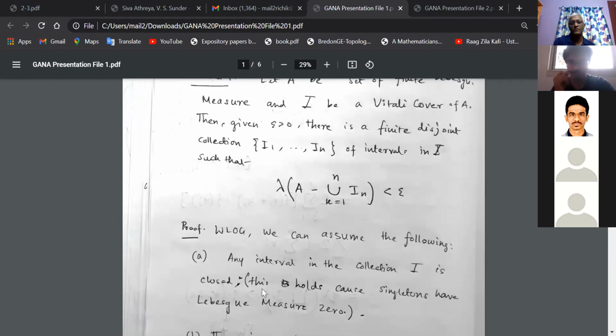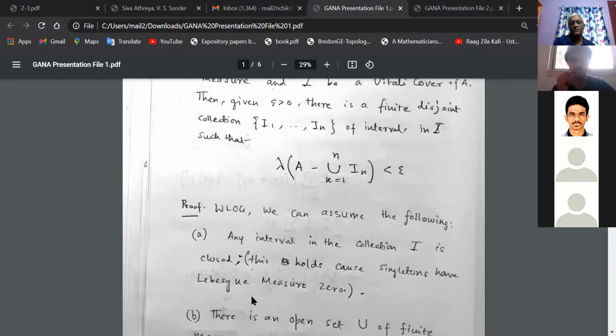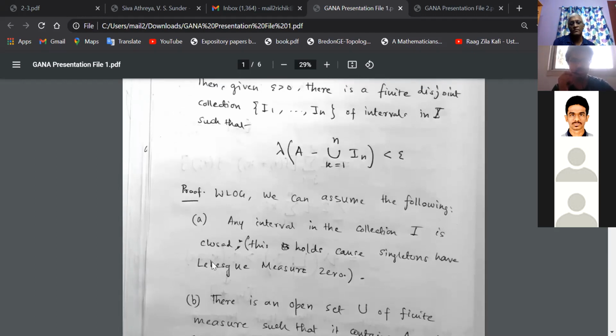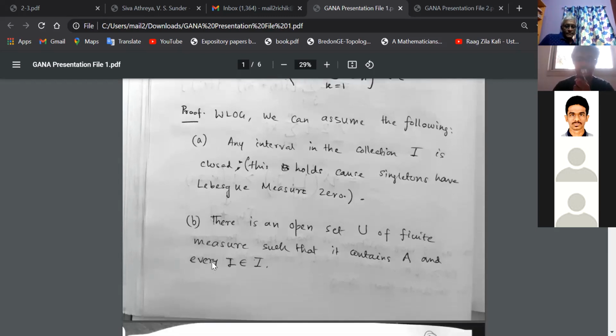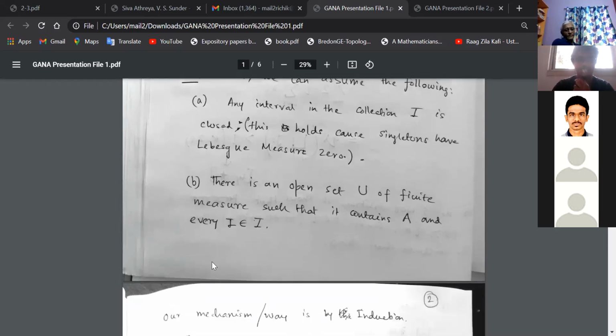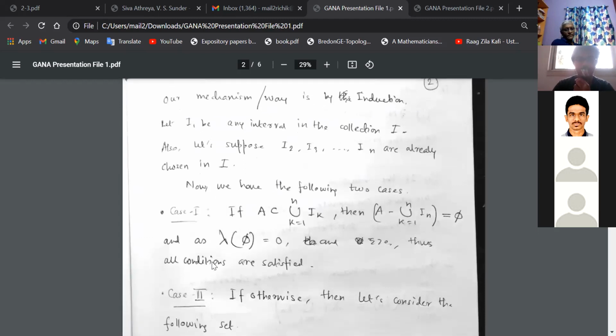To show this, at first we need to have some assumptions. Without loss of generality, we can assume, because it has been done in class previously, that any interval in the collection mathcal I is closed, because any singleton has Lebesgue measure 0. We are not interested in measure 0 intervals or measure 0 sets, that's why we're taking it to be closed. And there is an open set U of finite measure such that it contains the set A and every interval I in mathcal I. So now, how do we want to prove it? Our mechanism is via induction.